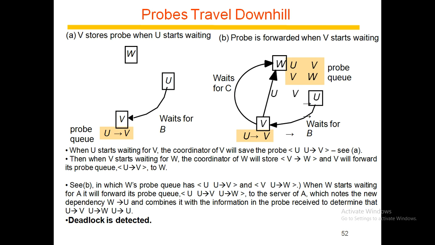In the figure, when U starts waiting for V, the coordinator of V will save the probe U to V as shown in figure A. Then V starts waiting for W, the coordinator of W will store V to W and V will forward its probe queue U to V to W. Now as per figure B, W's probe queue has U to V and V to W. When W starts waiting for A, it will forward its probe queue U to V, V to W to the server of A, which notes the new dependency W to U and combines it with the information in the probe received to determine that U to V, V to W and W to U, and then the deadlock is detected.